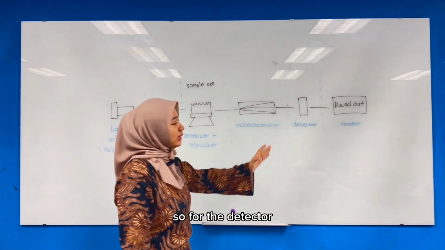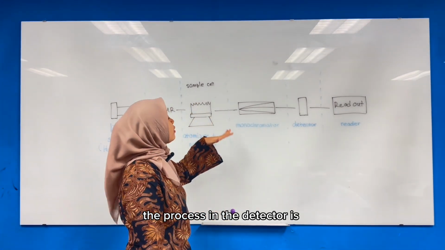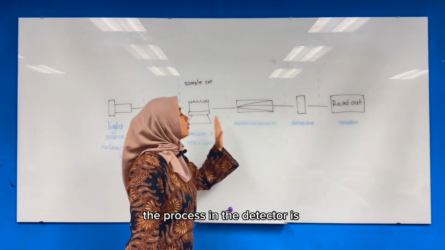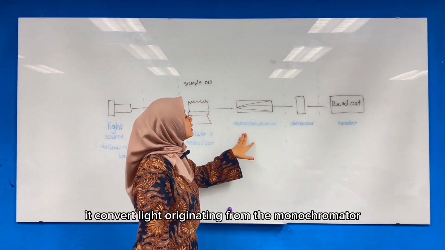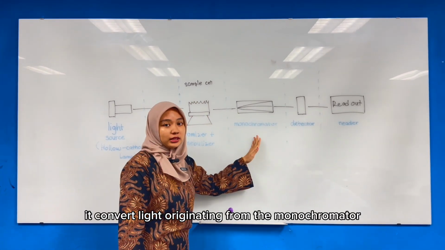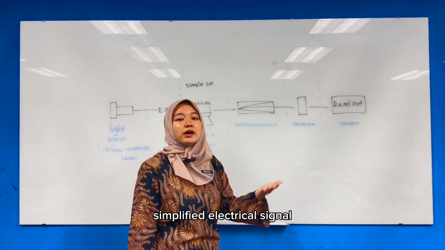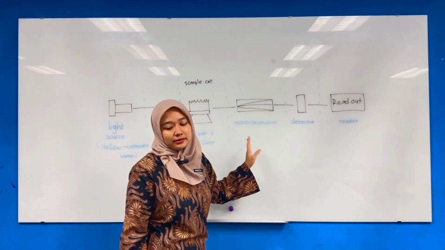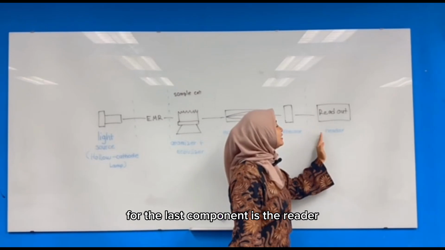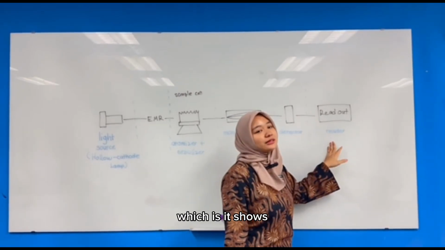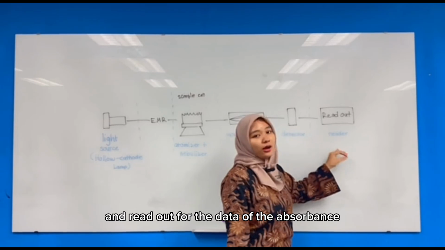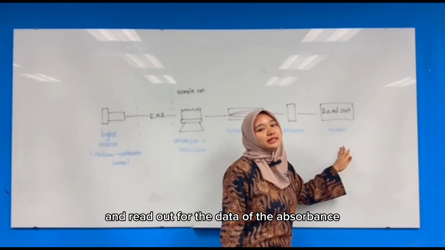For the detector, its process is to convert light coming from the monochromator into a simplified electrical signal. The last component is the reader, which shows and reads out the data of the absorbance.